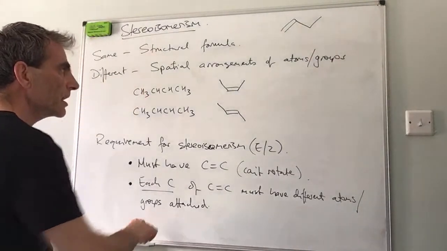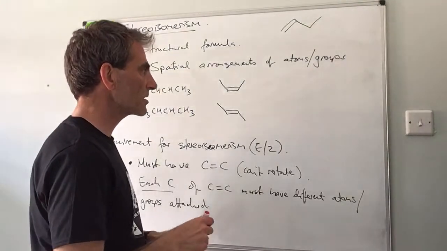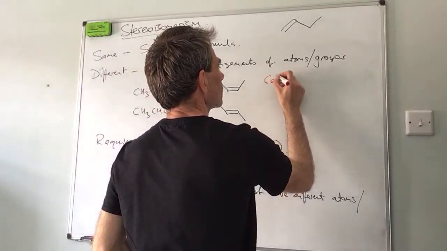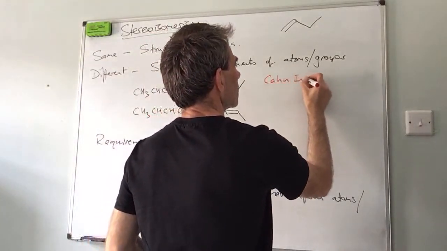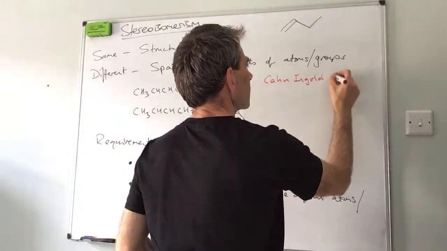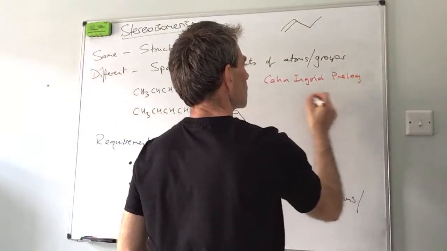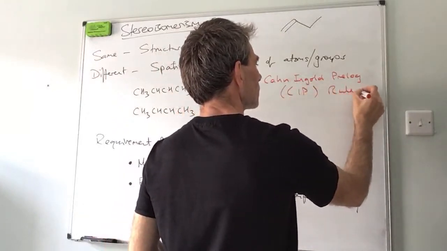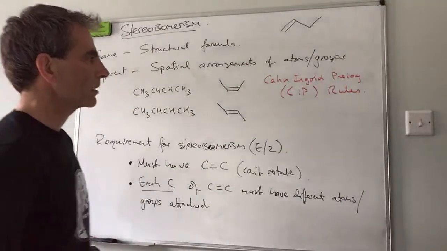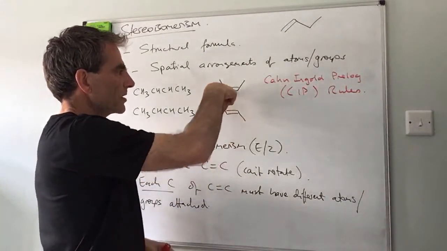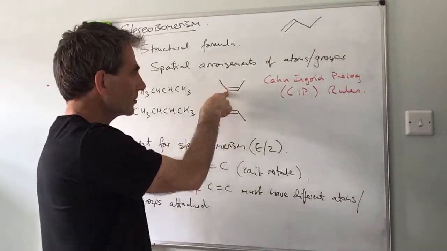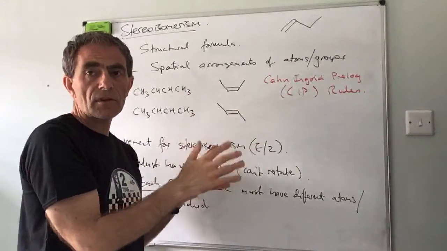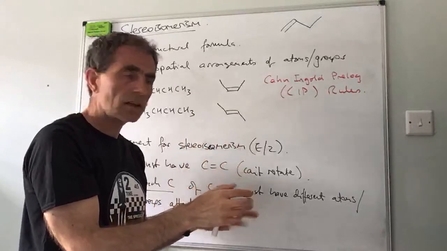So how do we name them? So we use the CIP rules. That stands for Cahn, Ingold, Prelog. CIP for short. Okay. So what you do is you go to each carbon of the double bond. So we'll start here, and it's basically the atom that's got the highest atomic number has priority.